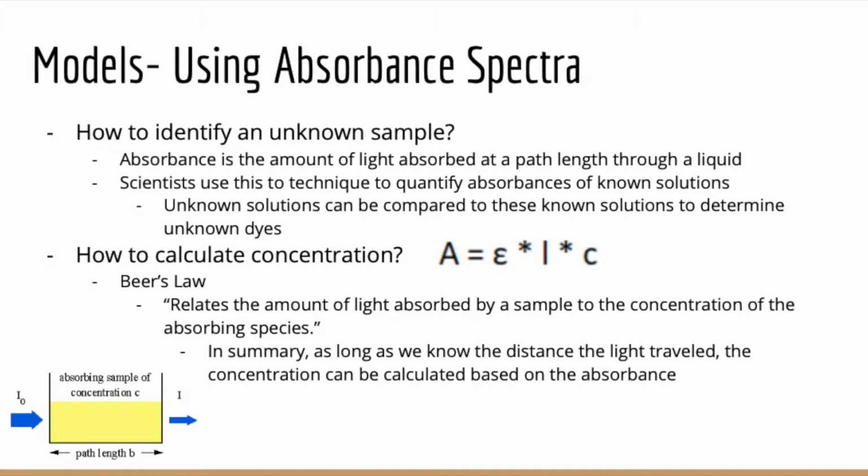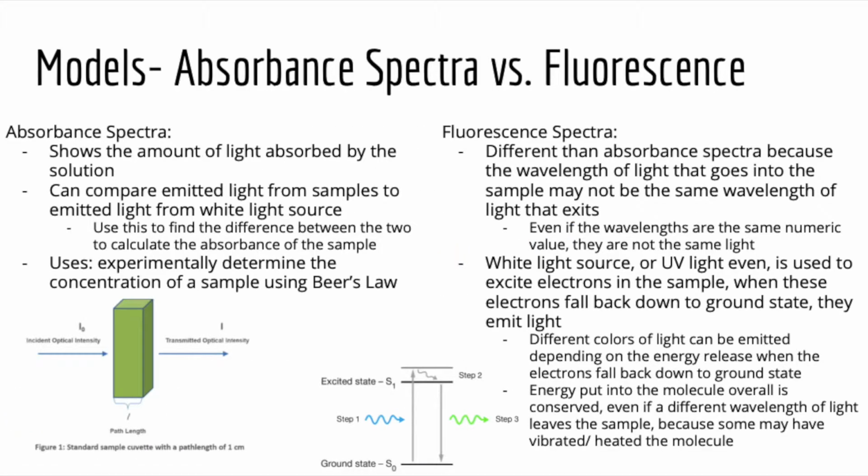To calculate concentration, Beer's law was used. The equation for Beer's law is on the right. Beer's law relates the amount of light absorbed by a sample to the concentration of the absorbing species. In summary, as long as we know the distance the light traveled, the concentration can be calculated based on the absorbance. Absorption spectra shows the amount of light absorbed by a solution.